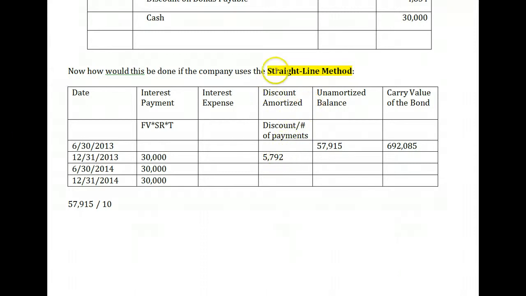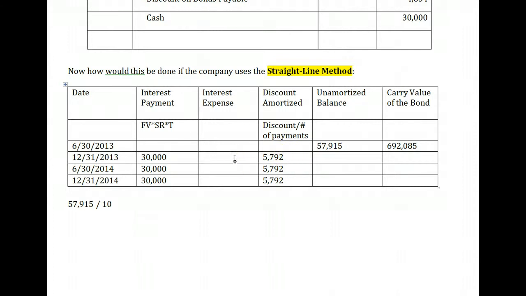Now, the cool thing about straight line is that it's the same every single period. So once you get that, that's the same amount that you would recognize each and every period on this bond. 5,792. Of course, if we did all 10 payments, we would have to figure out the rounding issue, but that's it. Now, how do we get the interest expense?